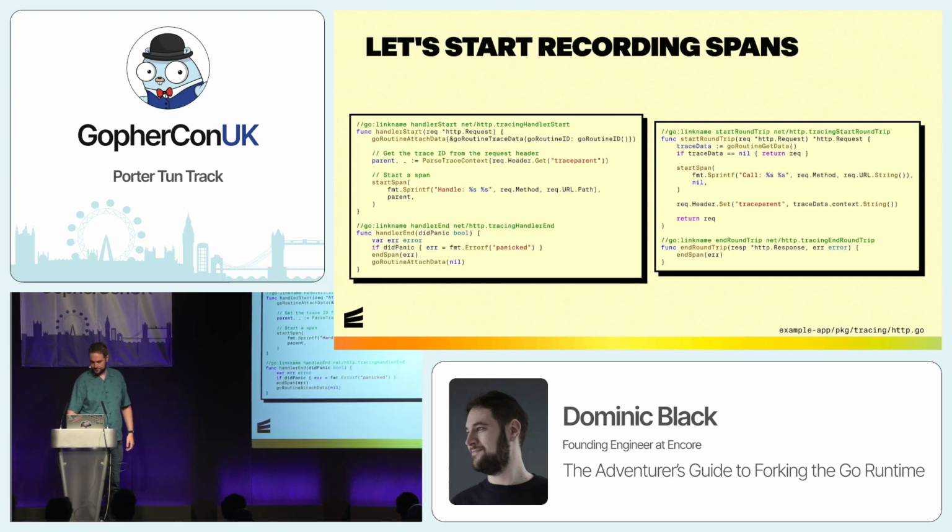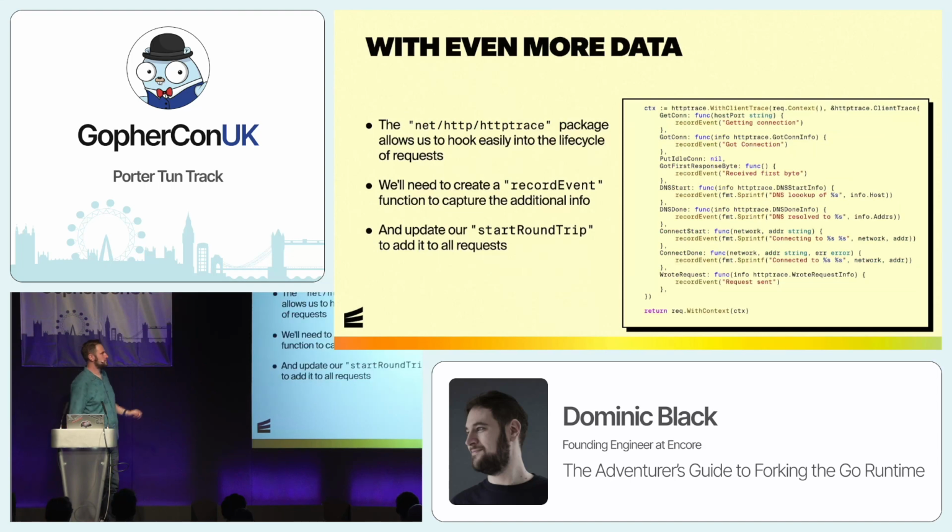It's really quite easy. And we can go even more insane. Go has a really good HTTP trace package built into it, which gives you insights into the actual connection information as it happens. So we can modify our round trip start function to automatically add this to every outbound request. We could then add a record event function so we can capture that additional information onto the span, so we know when the DNS resolution started and ended. And then we can just add that to every request.